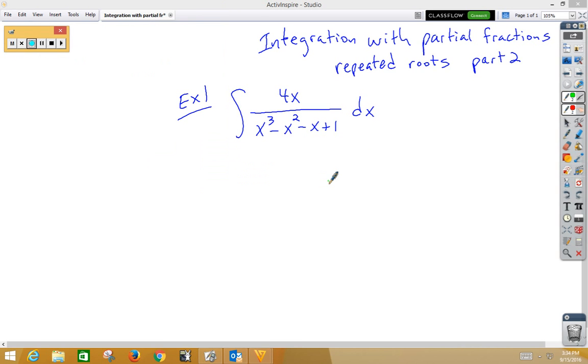In this video, we're going to do another integration with partial fractions problem with repeated roots. And this time it's a little more interesting because the denominator has 4 terms, so in order to factor it, we're going to want to use grouping.